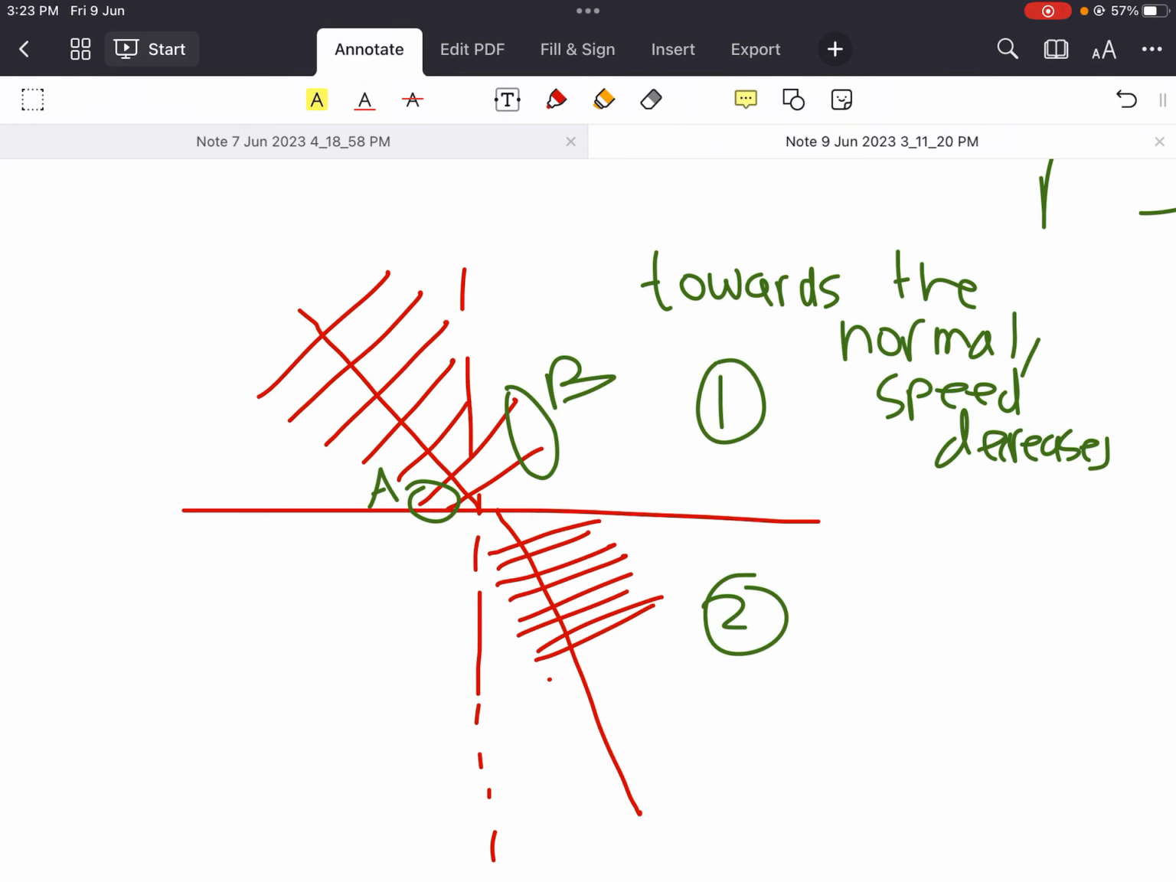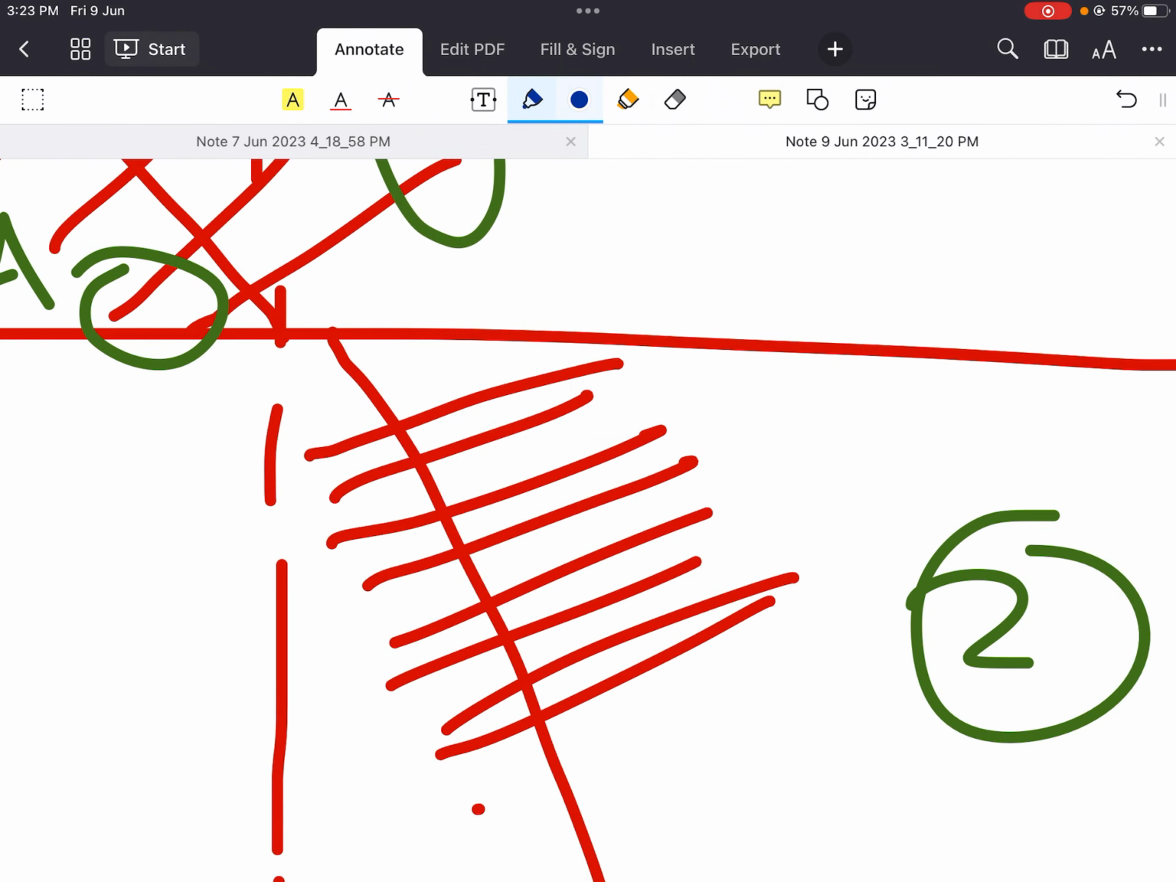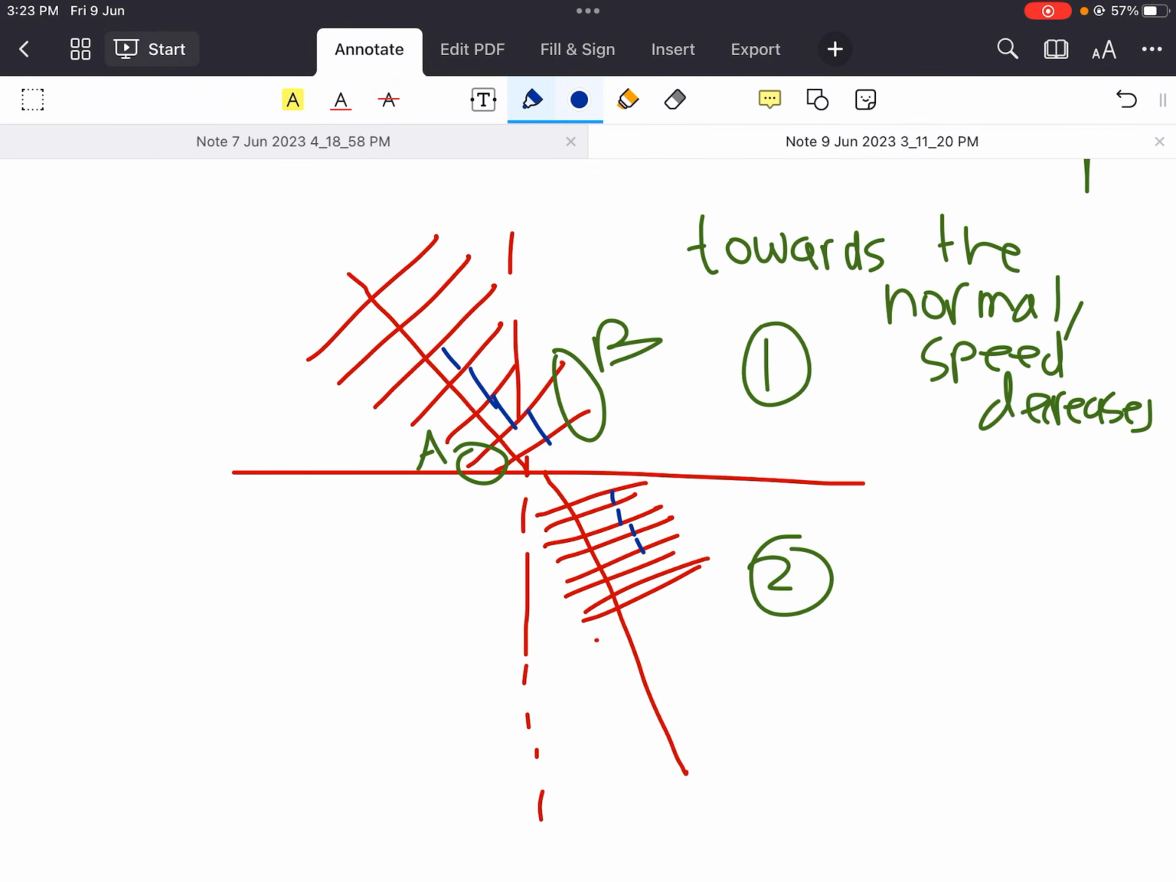And another thing you can see is the distance between the wavefronts has decreased. So this is now the distance between the wavefronts, but before this was the distance between the wavefronts. And if you're not aware, the distance between the wavefronts is essentially equal to the wavelength, because the wavefront represents the same point on each wave. So that's why the distance between them is the wavelength.